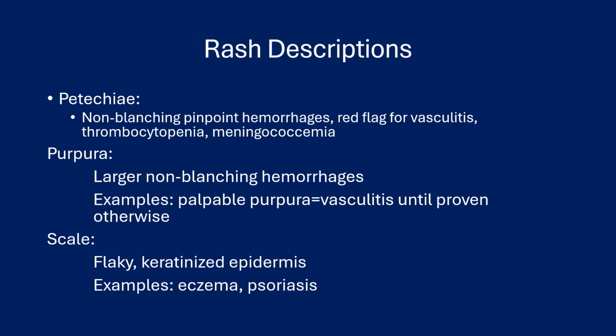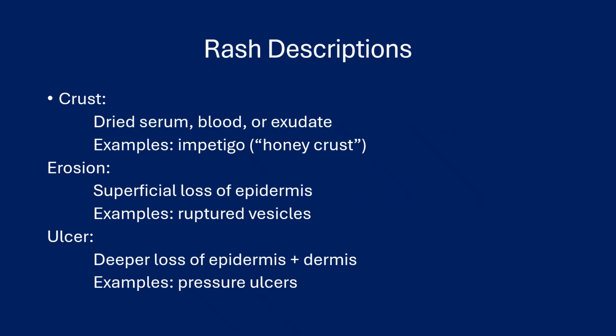Scale is flaky, keratinized epidermis. Examples: eczema and psoriasis. Crust is dried serum, blood, or exudate. Examples would be impetigo, where you get that honey-crusted lesion, usually around the mouth and facial areas, but can be other areas. Erosion is superficial loss of epidermis. Examples: ruptured vesicles. Ulcer is deeper loss of epidermis plus dermis. Example would be pressure ulcers, and of course there are various stagings for pressure ulcers.